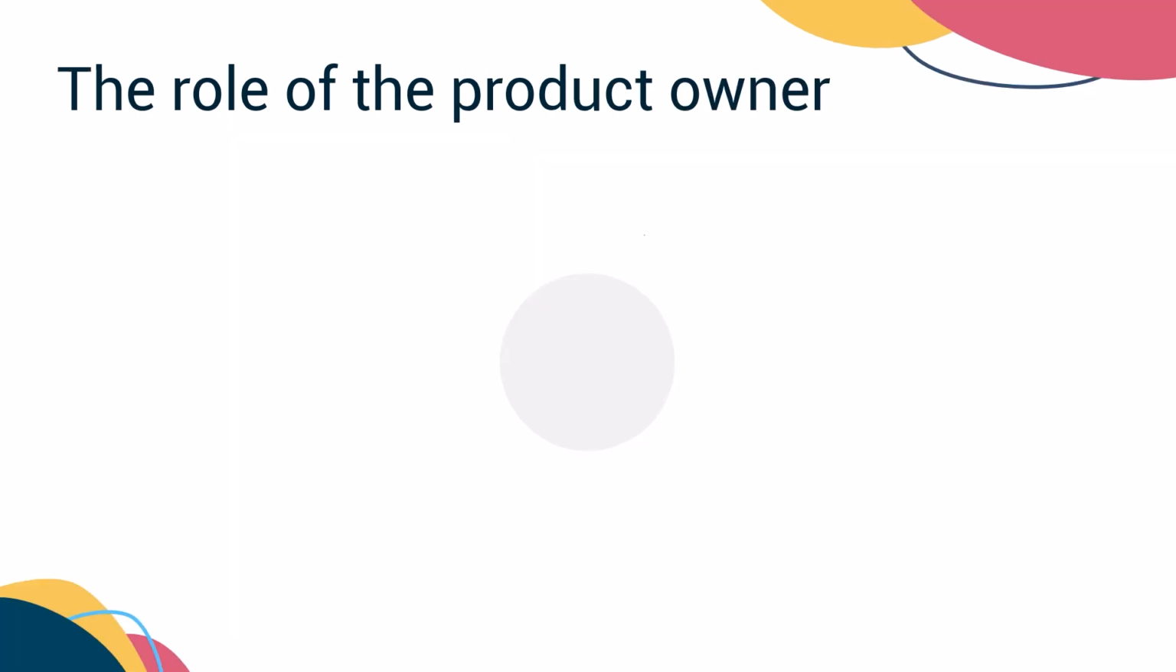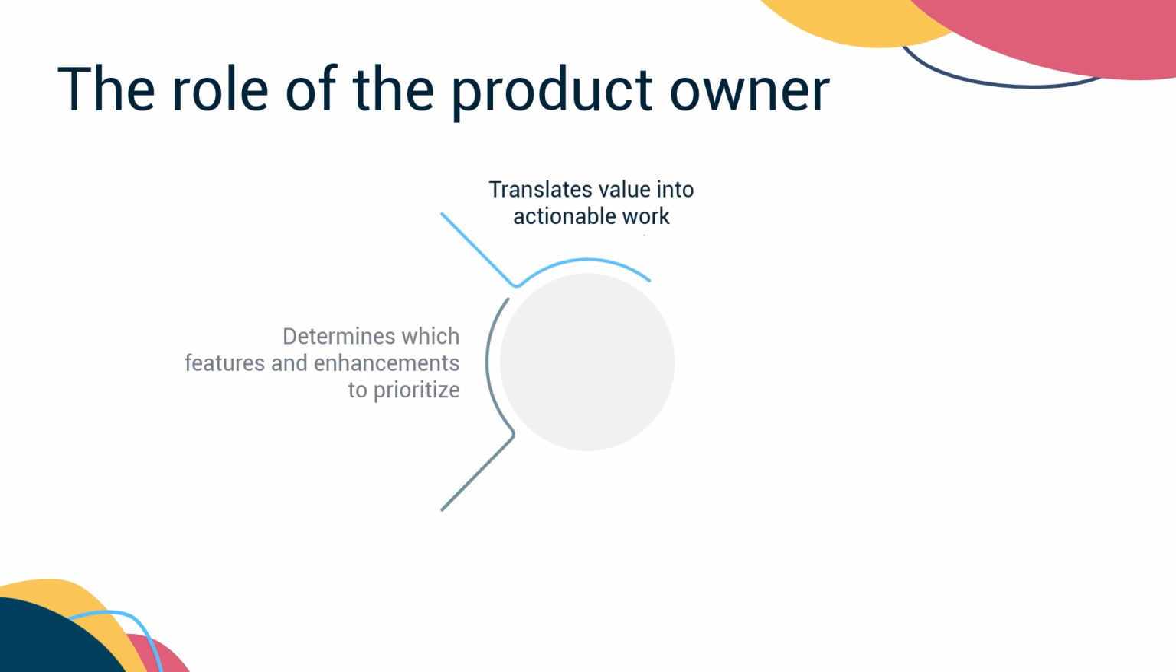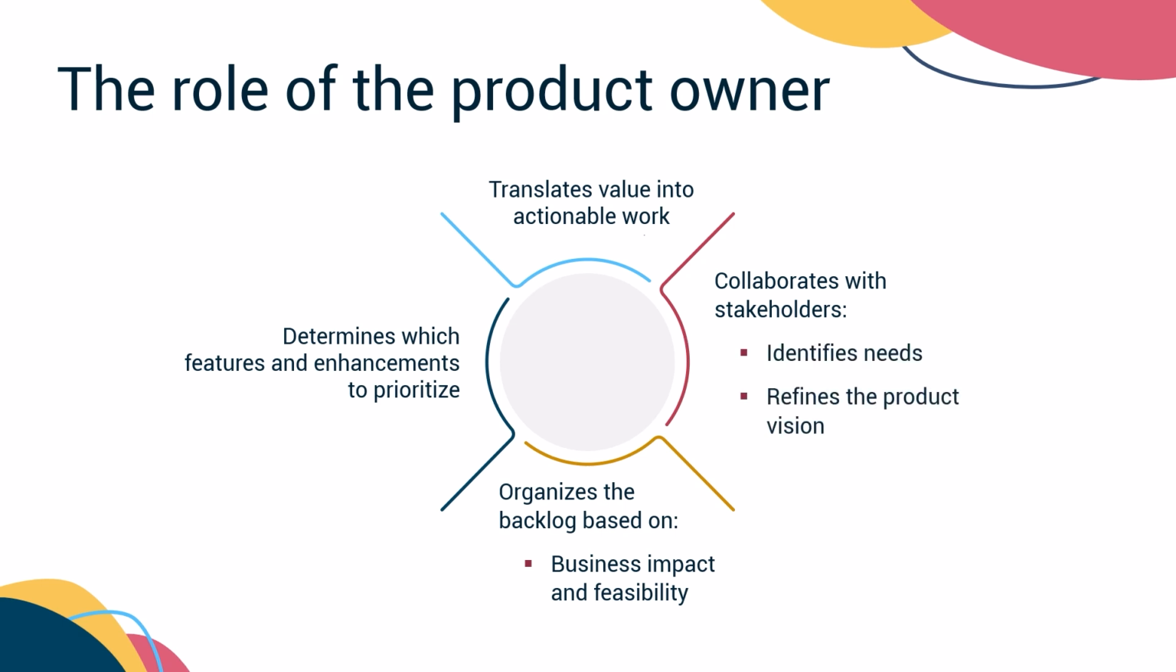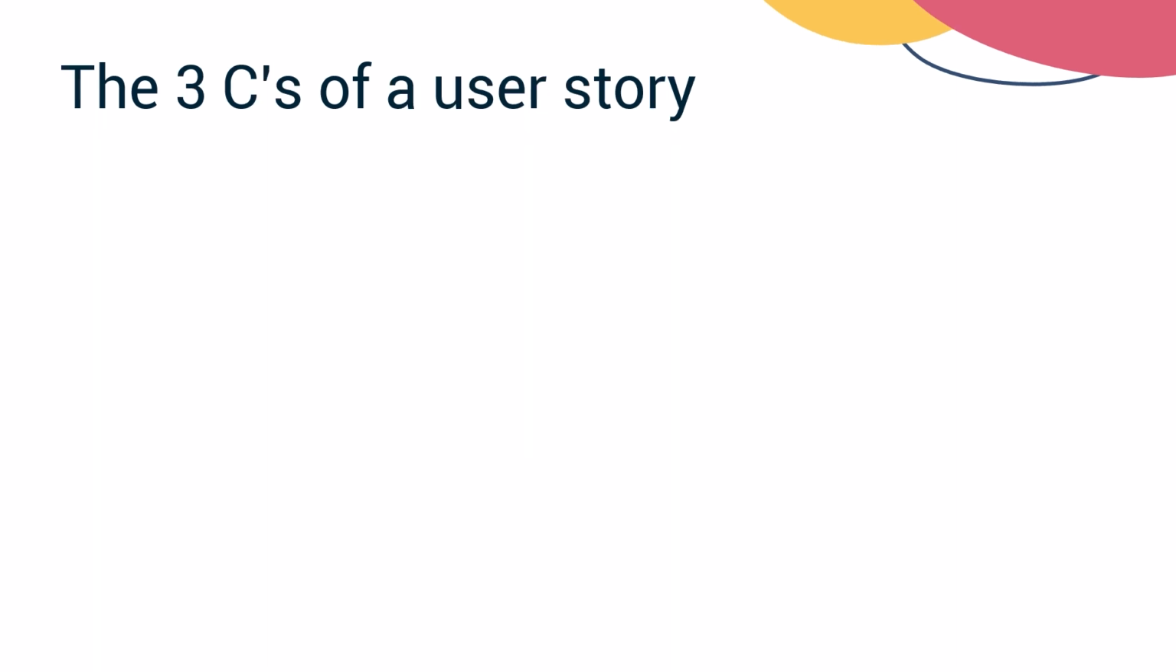The product owner plays a pivotal role in translating value into actionable work for the development team. They determine which features and enhancements to prioritize by organizing the backlog based on business impact and feasibility, ensuring high-value items are delivered first. Collaboration is key. The product owner works with stakeholders to identify needs and refine the product vision. A structured approach, like the 3 C's of a user story, often supports the backlog prioritization process.